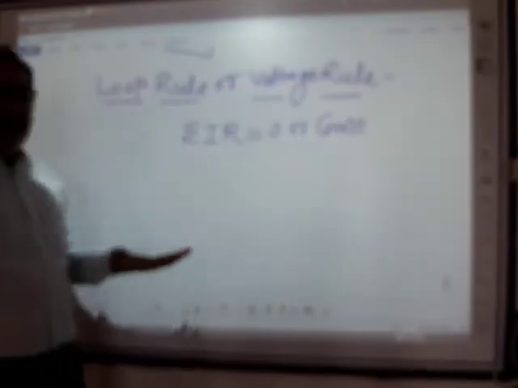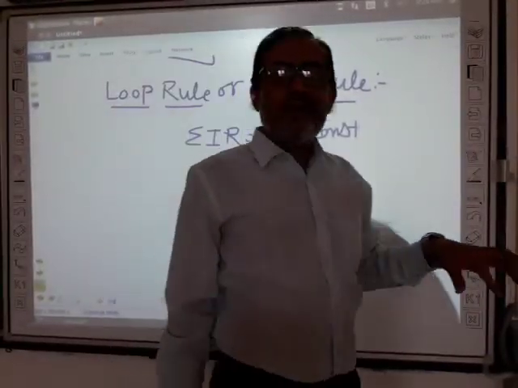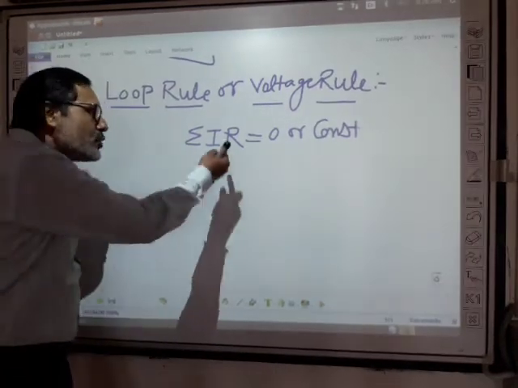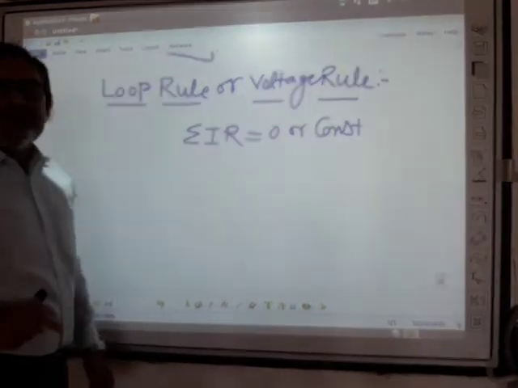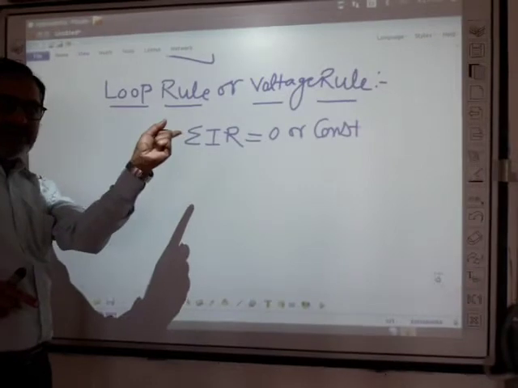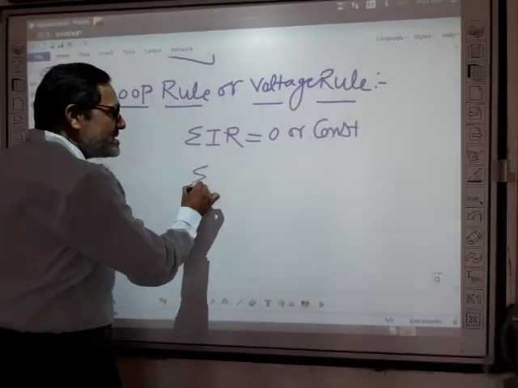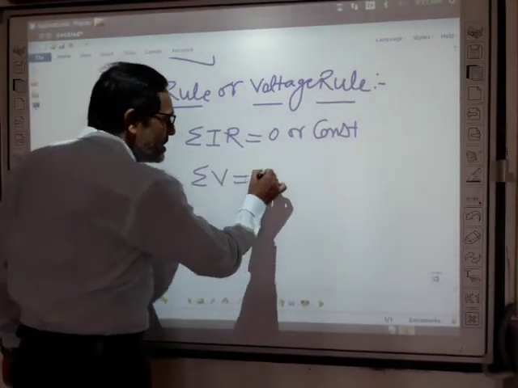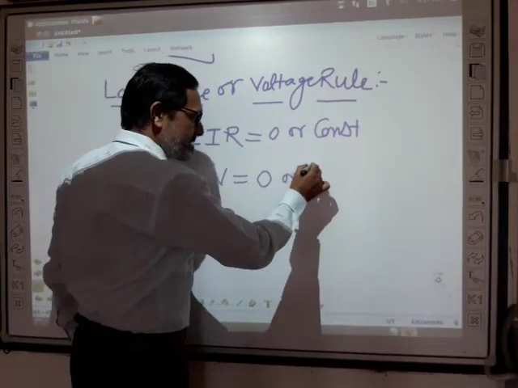And all of you know, according to Ohm's law, V is equal to IR. When the product of I and R is constant for that circuit, then the potential of that circuit also remains constant.